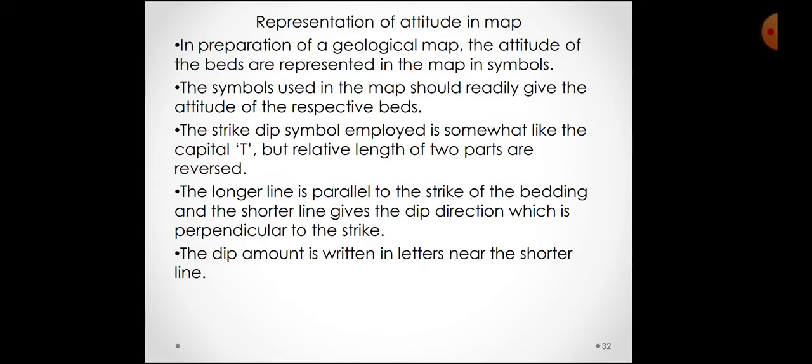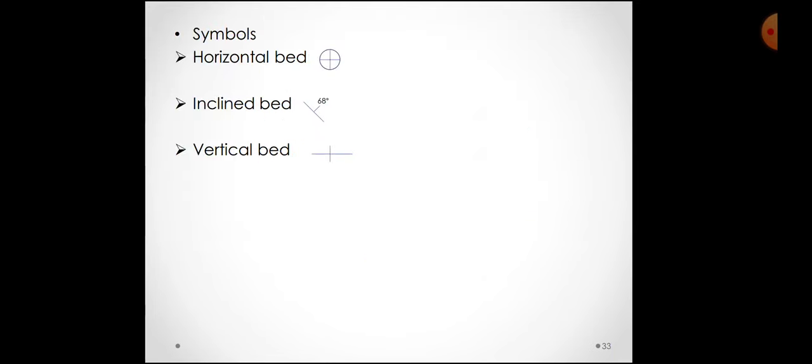The strike dip symbol employed is somewhat like the capital T, but the relative lengths of the two parts are reversed. The longer line is parallel to the strike of the bedding, and the shorter line gives the dip direction, which is perpendicular to the strike. The dip amount is written in numbers near the shorter line. So here is a symbol of a horizontal bed, inclined bed, and vertical bed.